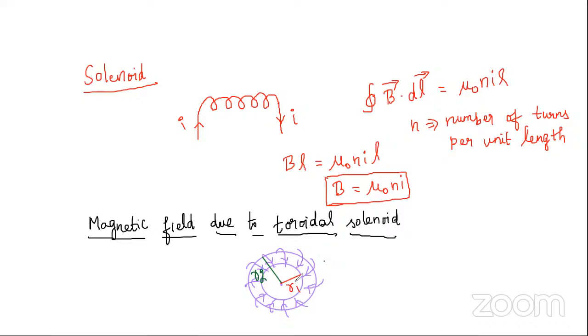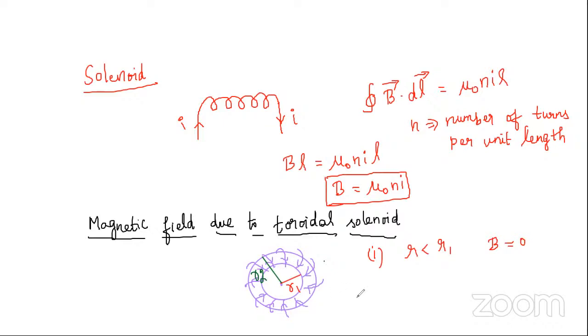The expression for the field at points in the open space. Case 1: when R is less than R1, that means in the open space somewhere here. What will be the magnetic field? The magnetic field B will be 0 here. Somewhere in this open space it is 0.